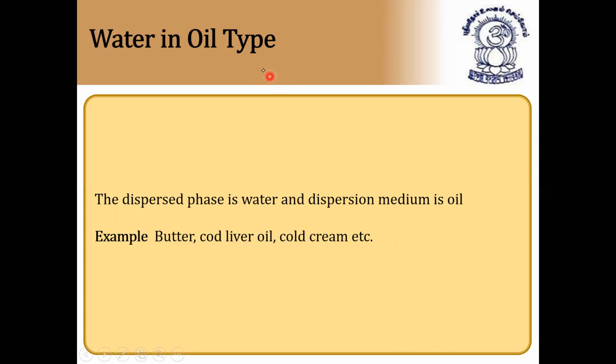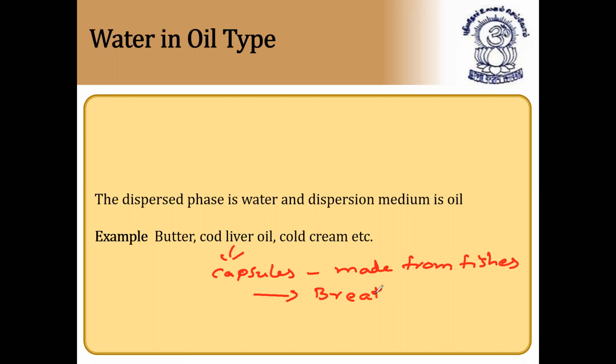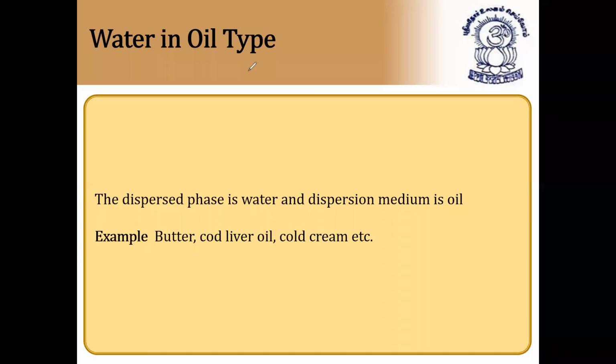These cod liver oil capsules are made from fish, and they are used to cure breathing problems in our body, for example asthma. I hope it is clear. Next, the dispersed phase is water and the dispersion medium is oil. This is called the water in oil type. Examples: butter, cod liver oil, cold cream, etc.